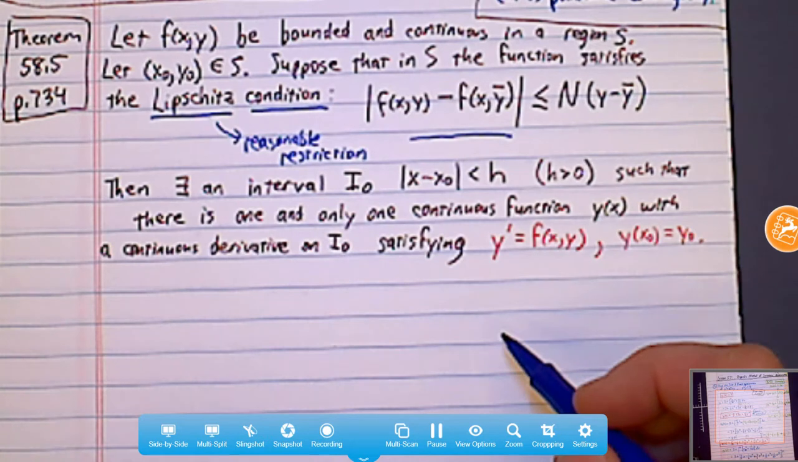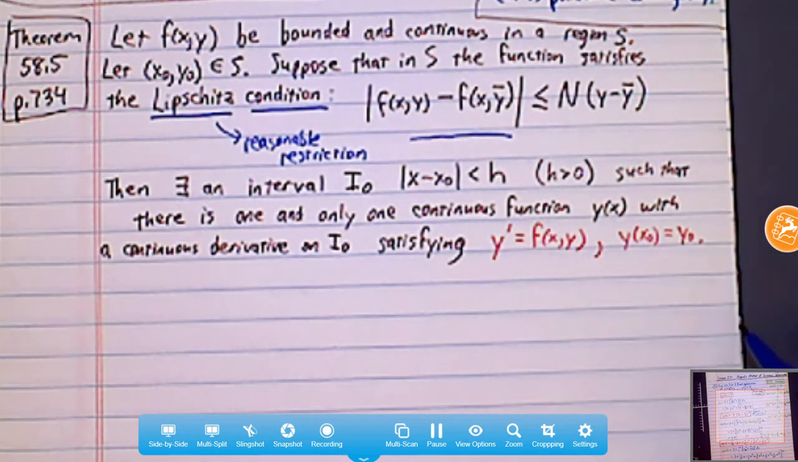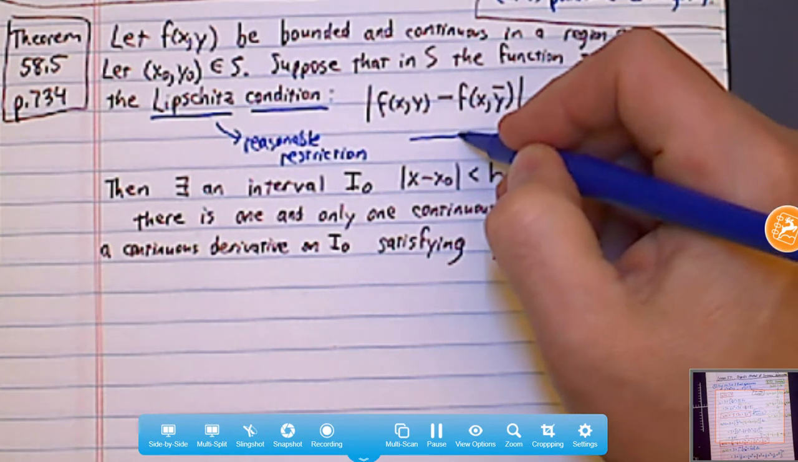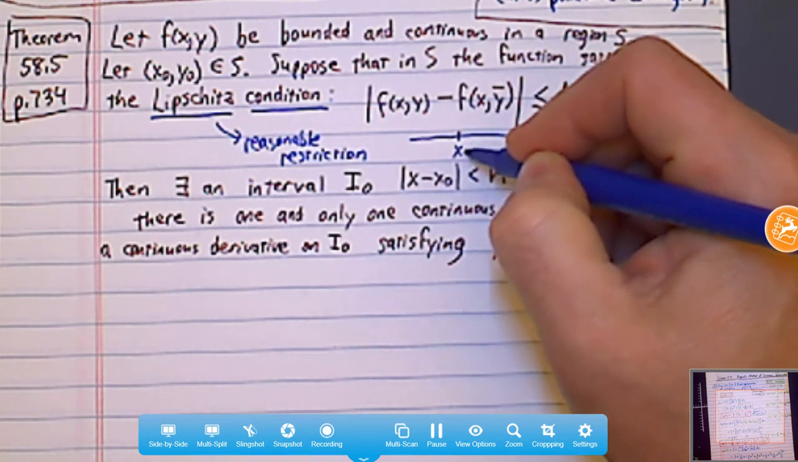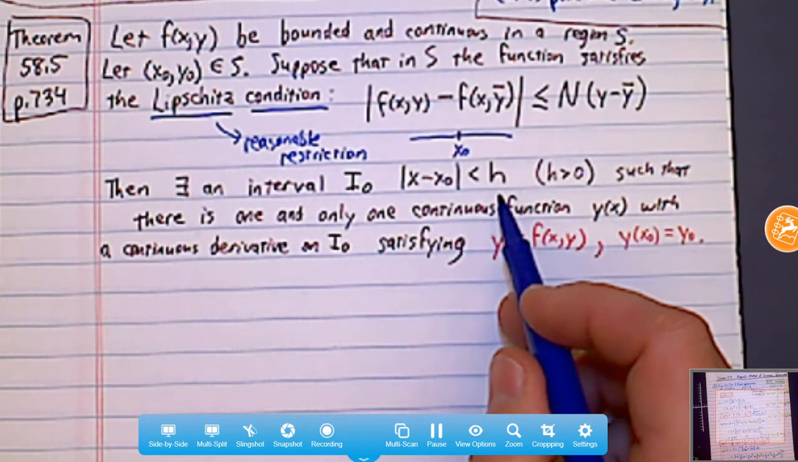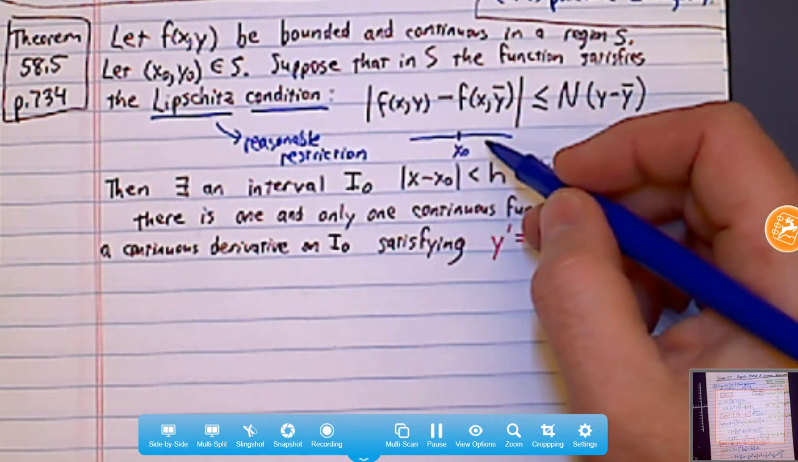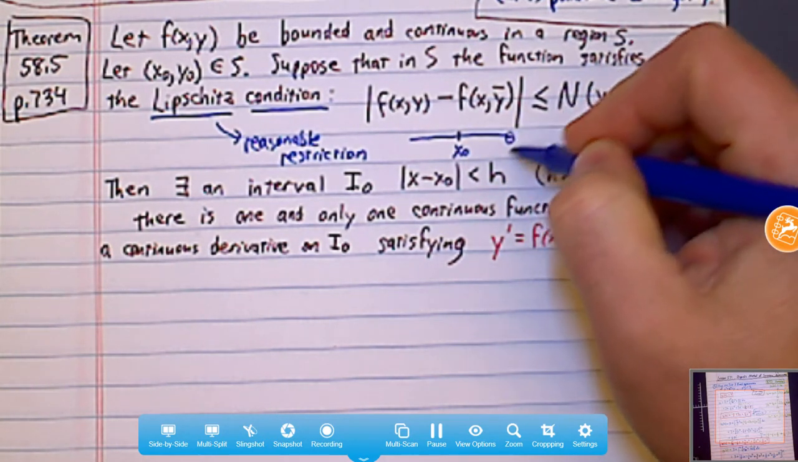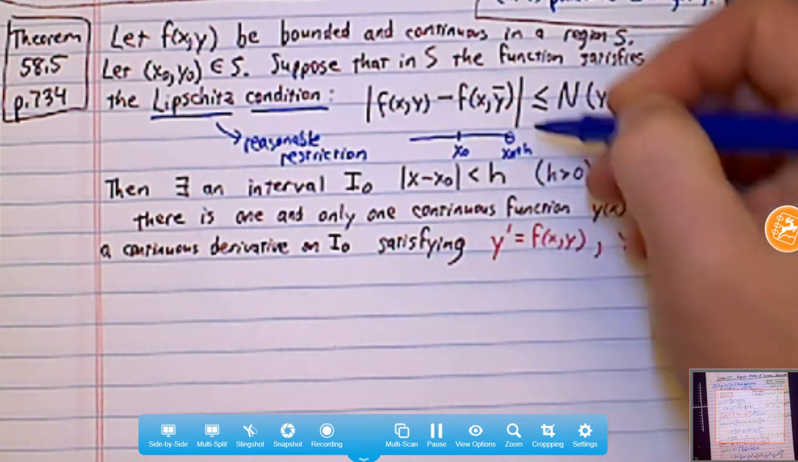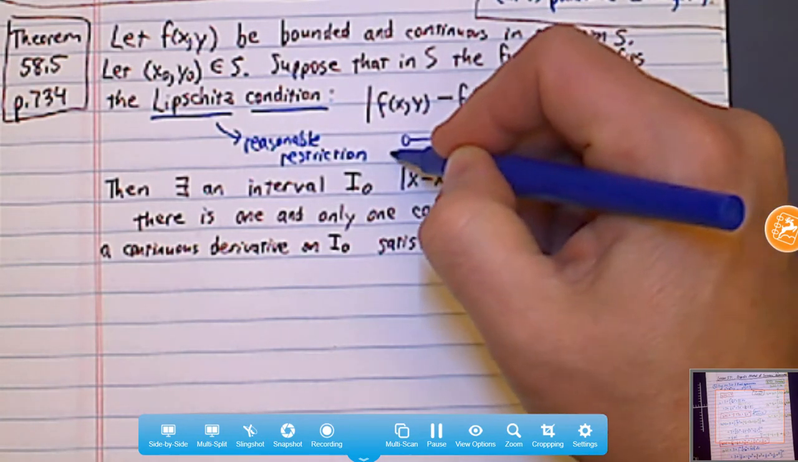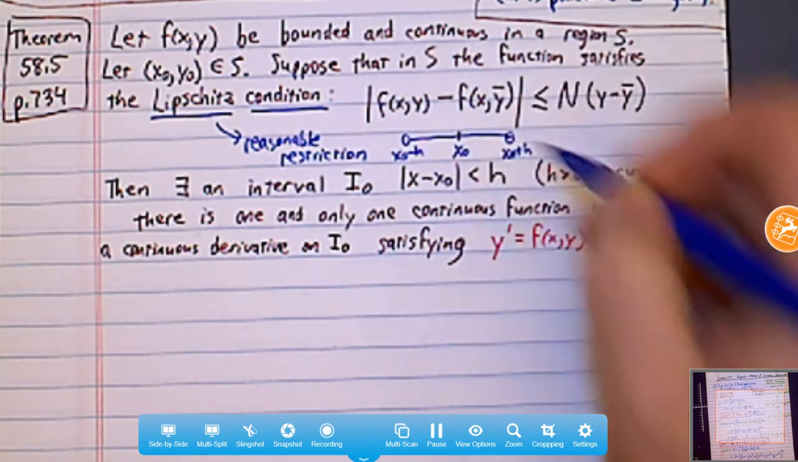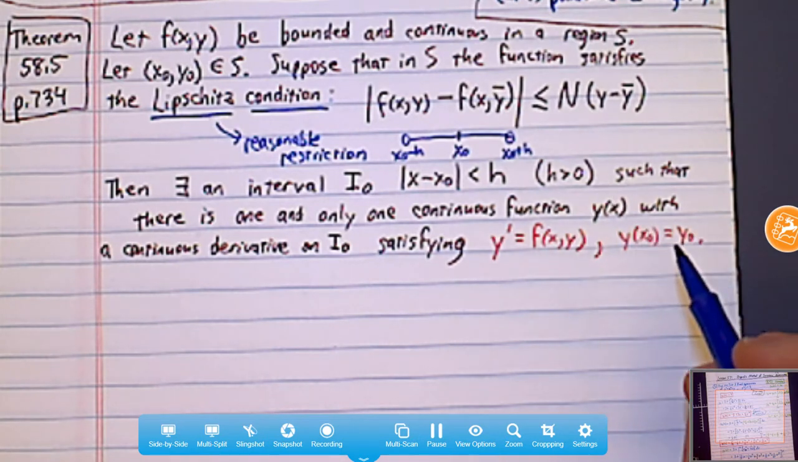Okay, so this is worth showing now. Oh yeah, Joe? Would it be X naught? That's right. X naught is the center, and then H is kind of like the radius. This will go as far as X naught plus H, and it'll go as far as X naught minus H. Should I show that real quick? Maybe I'll just do it over here on the side.